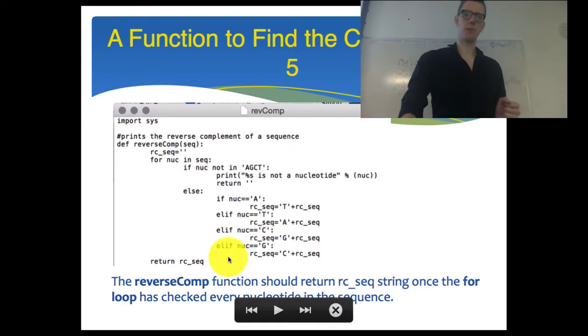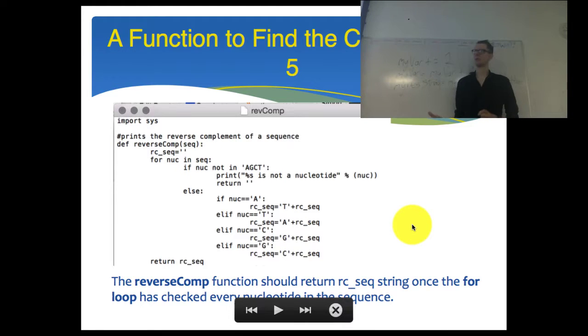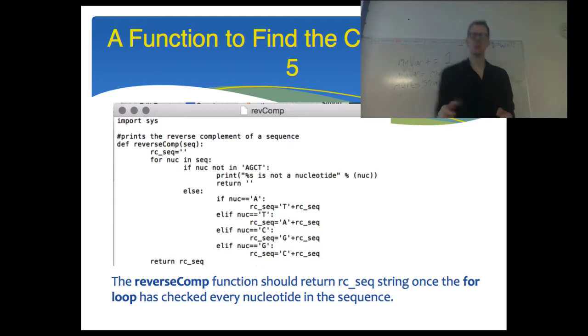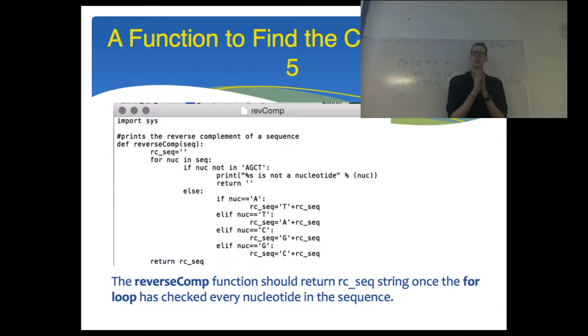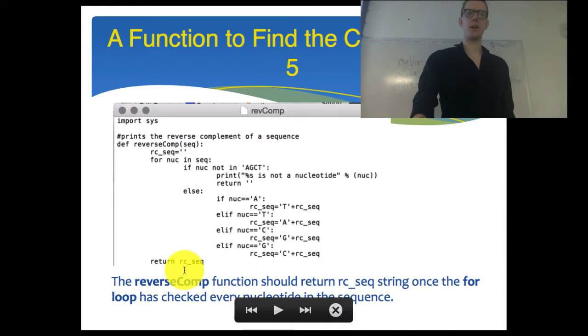It doesn't matter either way. Okay, so after we've done the whole thing for every nucleotide in the sequence, we've prepended the complement nucleotide. What do we need to do? Well, we finally need to return rcseek. Note by this point that rcseek will have contained the complement nucleotide for every nucleotide in our input sequence, so we finished our code, and then we just return that variable.